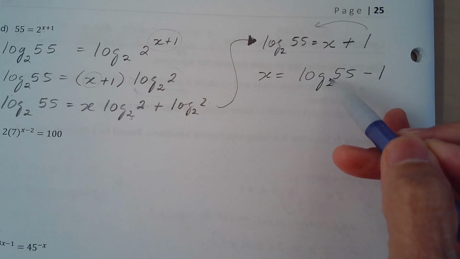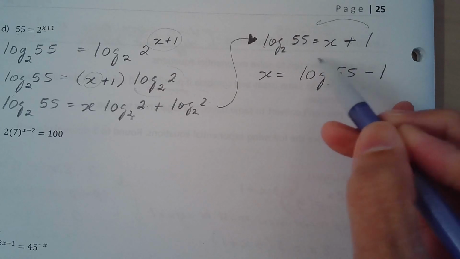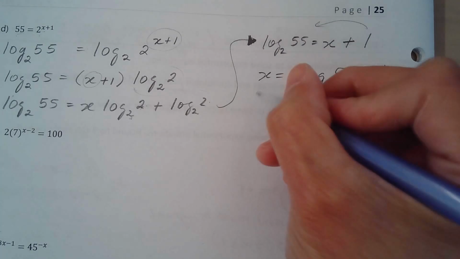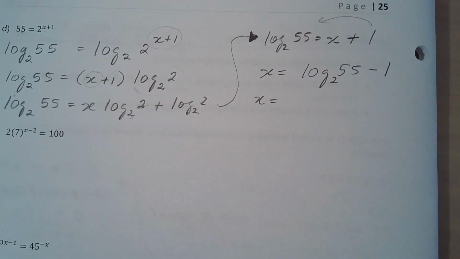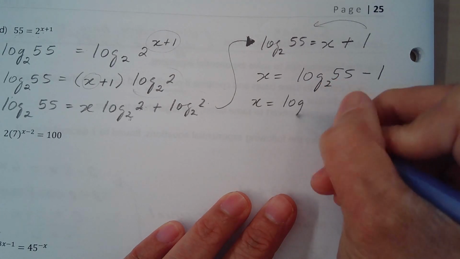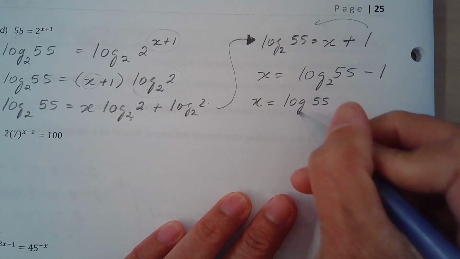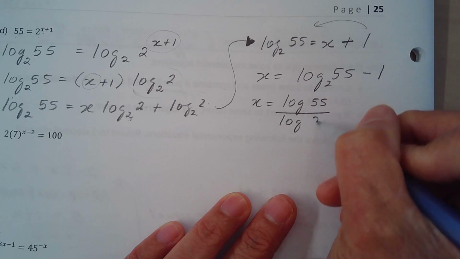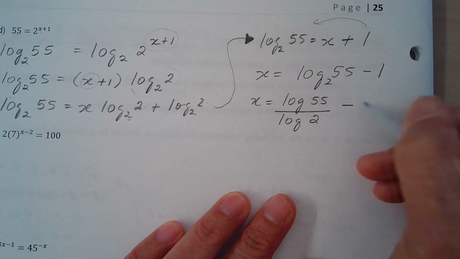Now, this one here, last time we said we can't put that into our calculator and figure that out, right? So what we have to do is apply a change of base. What's the change of base again? This is the same thing as log 55 divided by log 2 minus 1.